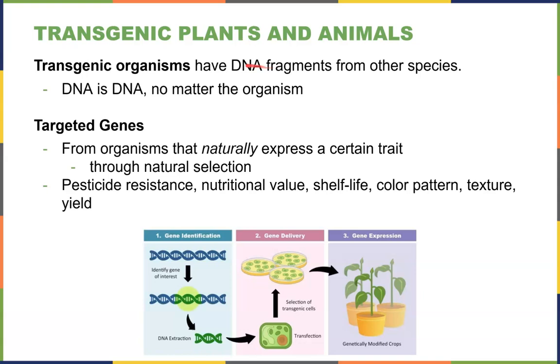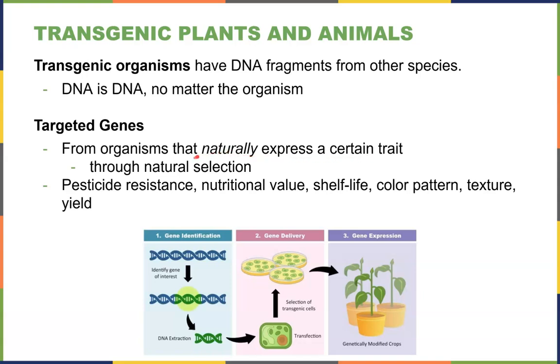Transgenic organisms, so again, they have DNA from other species. DNA is DNA no matter what the organism is, so it doesn't matter if it's a corn species and they received it from a soybean species, it's still ATCG in different patterns, but it's still DNA, so that new organism is going to code those genes and those proteins. Targeted genes are from organisms that naturally express a certain trait.